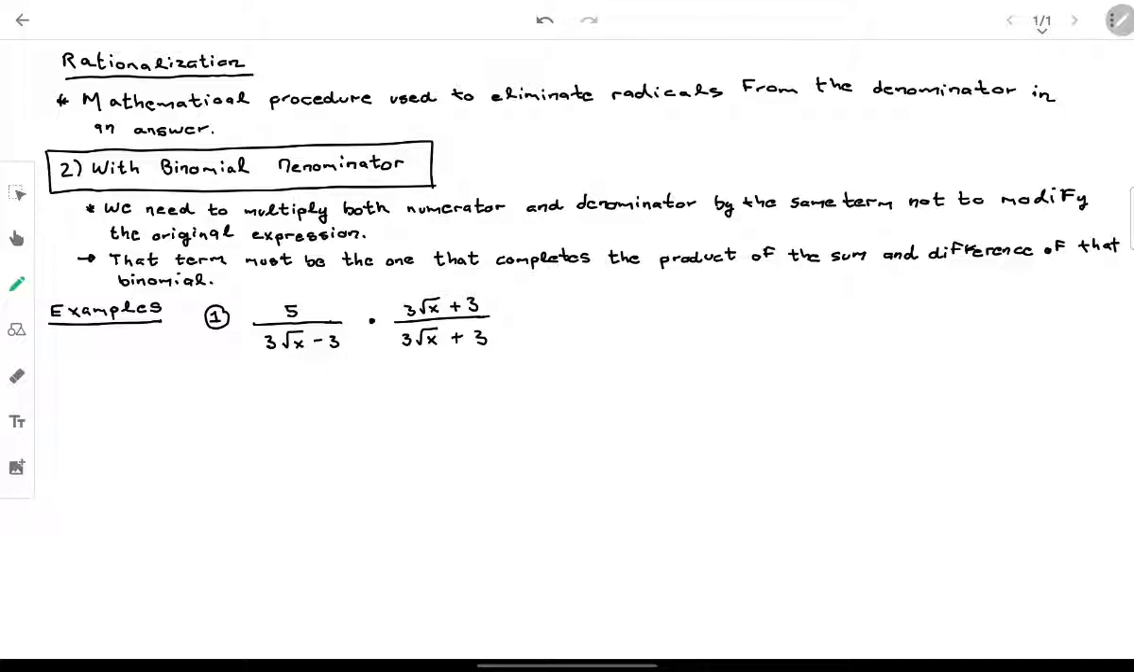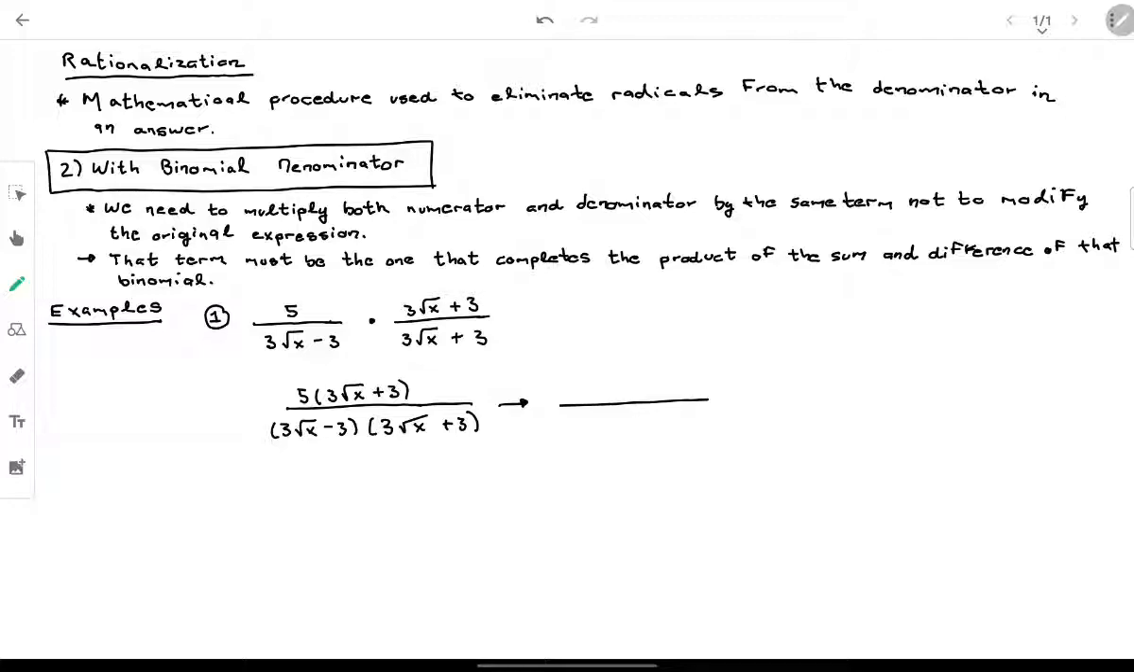In the bottom part, and I will do it in 2 steps for explanation purposes, on the bottom part we will have 3 the square root of x minus 3, that multiplies 3 the square root of x plus 3. What happens on the denominator part? We have a product of the sum and difference of a binomial.